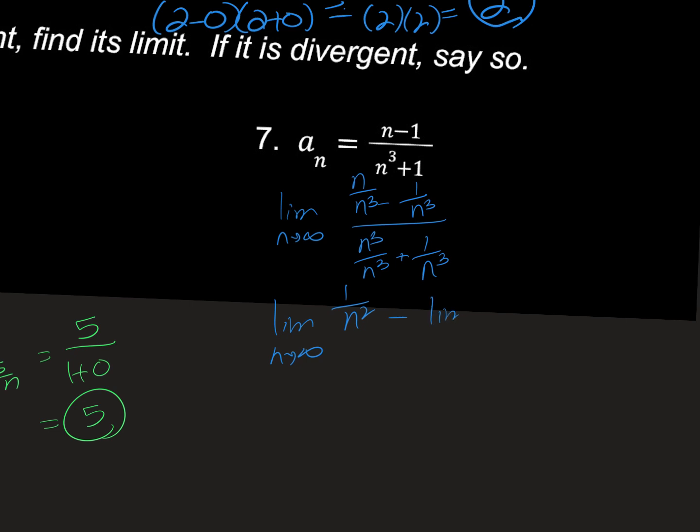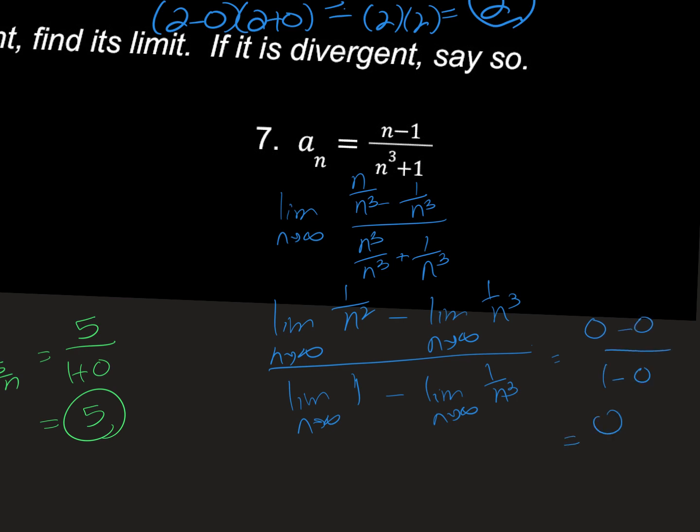Minus limit as n goes to infinity of 1 over n cubed, over the limit as n goes to infinity of, that's just 1, sorry. n cubed over n cubed is 1, minus the limit as n goes to infinity of 1 over n cubed. Okay, let's fill them out now. The numerator, I'm going to get 0 minus 0. That makes it pretty easy. My denominator is going to be 1 minus 0. So I get 0 over 1, which is 0. So it is convergent also.